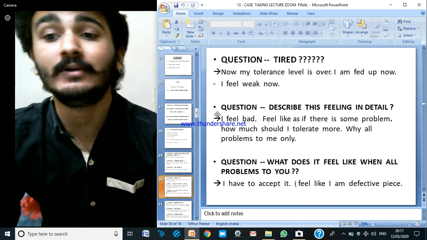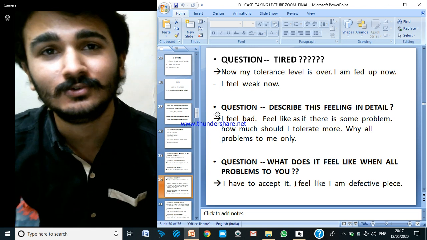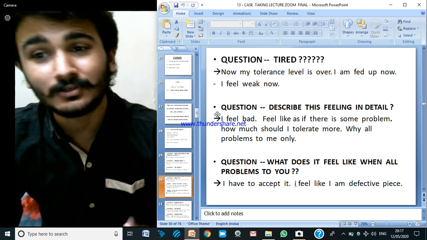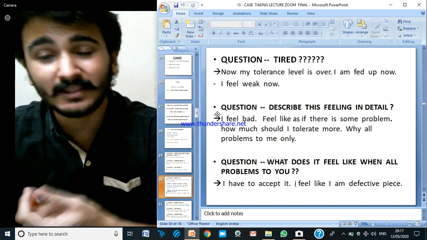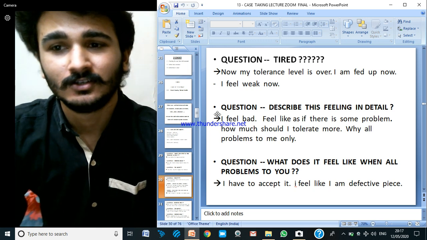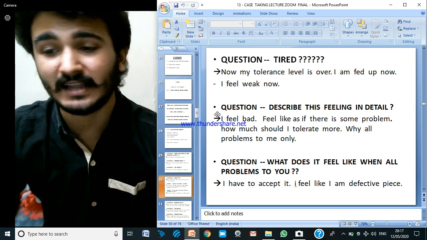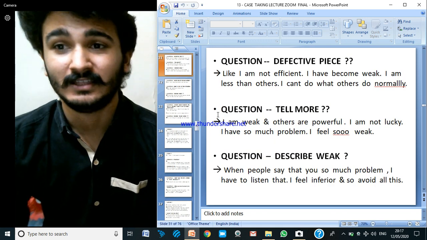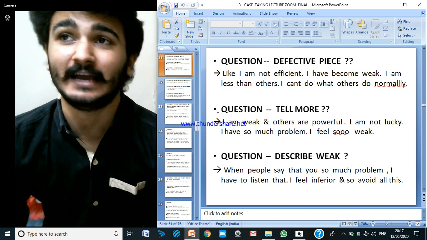So then I asked how it feels when all problems are to you. I wanted to get the exact feeling. I wanted to make the focus more clear. So she says, I have to accept it. I feel like I'm a defective piece. Now the delusion level, the imaginary level has come, that I am a defective piece.